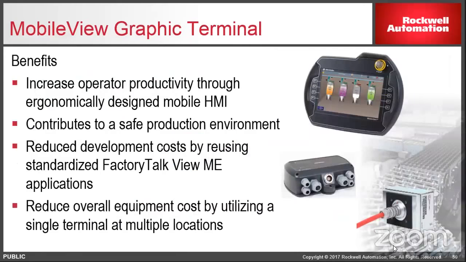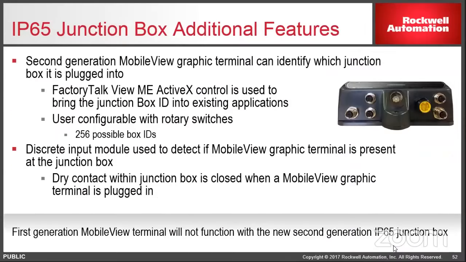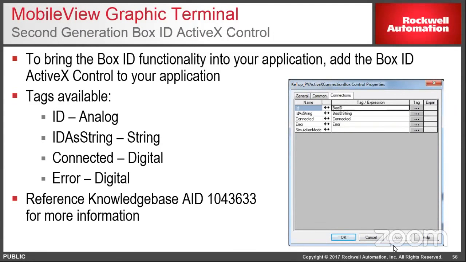Because you can have multiple junction boxes around your machine, you can actually program a box ID into them programmatically. You know if you're on box 1 or box 2 or box 6, and pull up different content into your machine edition application.